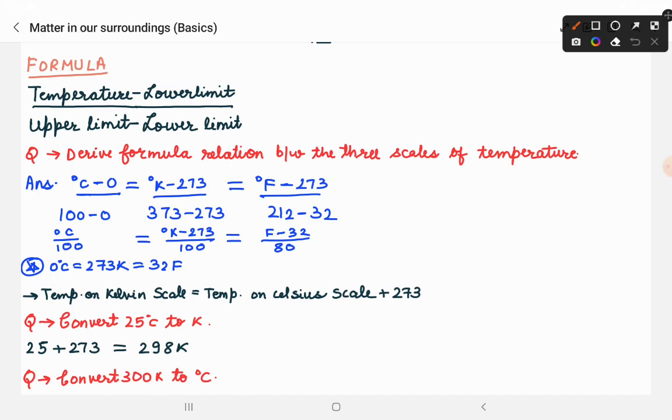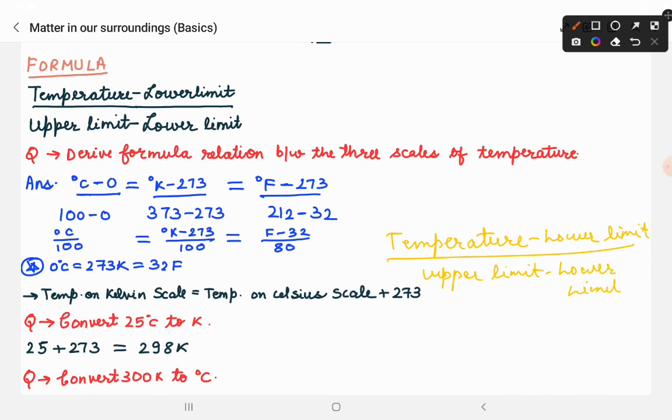What does this formula say? If we have to calculate a particular thing, whatever the given temperature is, what is the formula to calculate that? Whatever is the given temperature, you have to take that temperature, then subtract the lower limit from it, upon, you will write again the upper limit minus the lower limit.